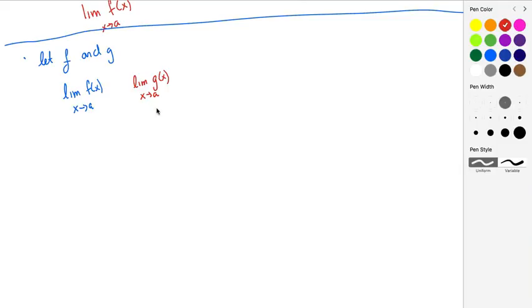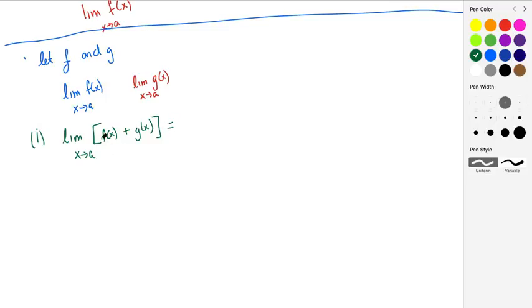So now, assuming that the limit of both of these functions exists, there are certain properties that you have to know that are really important for finding out how to use this in math. The first one is going to be the limit of the function f added to the function g, looking at what happens as x approaches a for both of those functions.